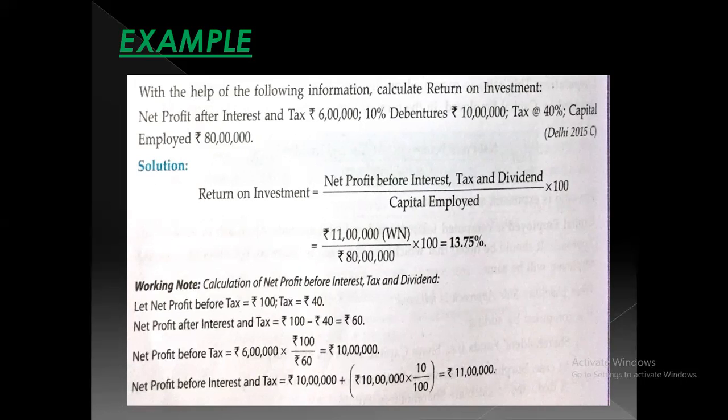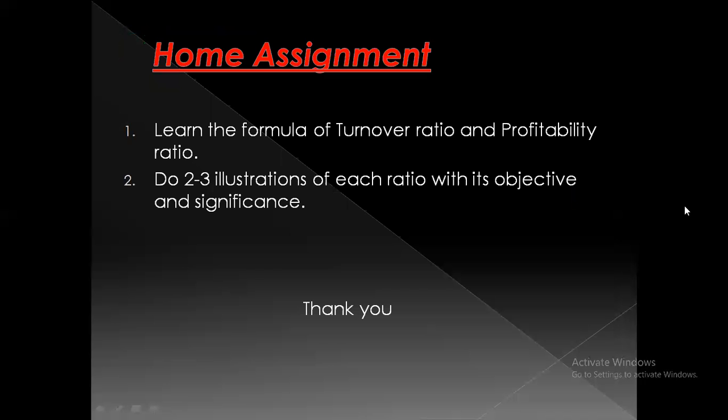And to convert it into before interest, we have to add interest also. See student, debentures are 10 lakh, rate of interest is 10%. So interest will be 1 lakh. So 1 lakh will be added to it. It will become 11 lakh. So net profit before interest and tax and dividend is 11 lakh. And the capital employed is given, 80 lakh, into 100. This will become 13.75%. So this way students, you will calculate the turnover ratios and the profitability ratios.